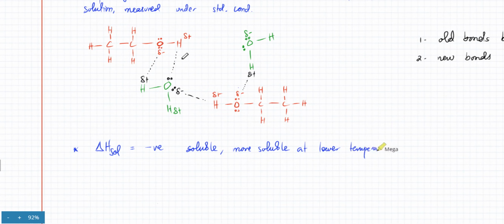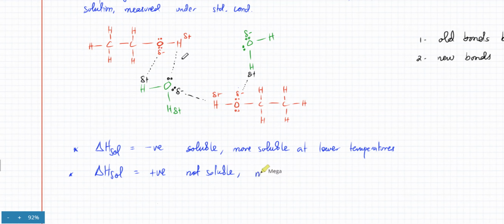Like if you want to convert liquid water into ice, you have to remove energy, and you're able to remove energy at lower temperatures. And the second one is, if the enthalpy change of solution comes out to be endothermic, then that means it's not, I mean, don't use absolute terms. What I basically mean is that the first one is more likely to be soluble, the second one is less likely to be soluble because it needs energy to dissolve.